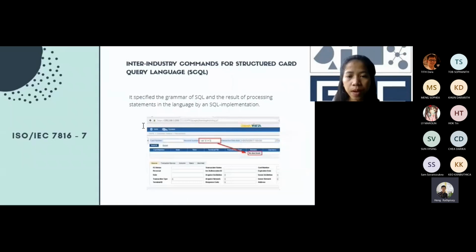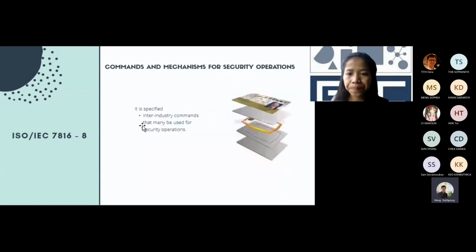Part 7 is about the inter-industry commands for structured card query language. This part focuses on the grammar, or syntax, when we want to know the result of processing a statement of the language while applying it to the inserted data. So it means that we want to check whether our grammar is right or wrong when querying data.